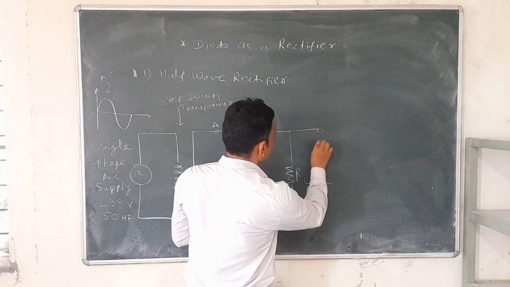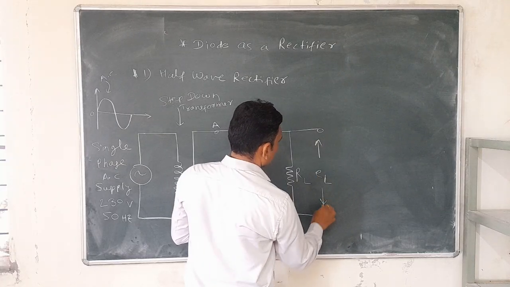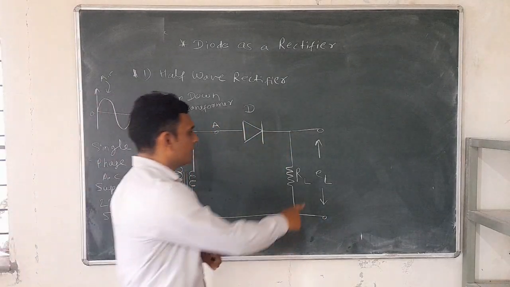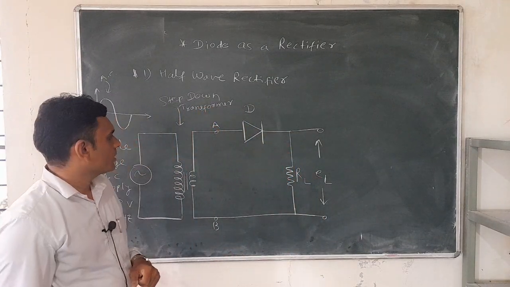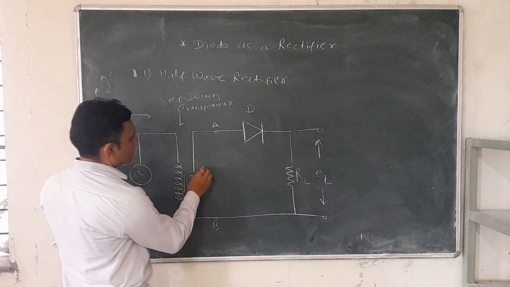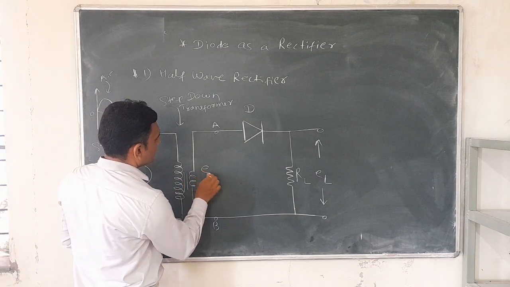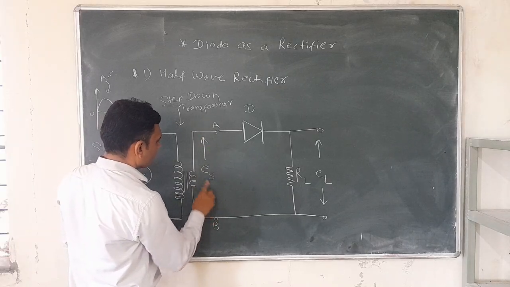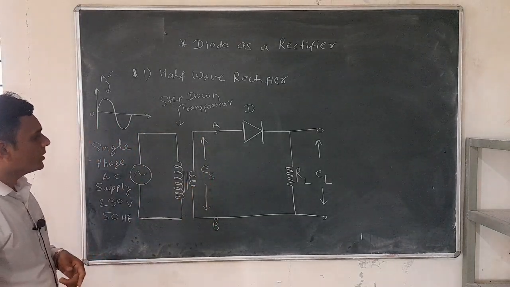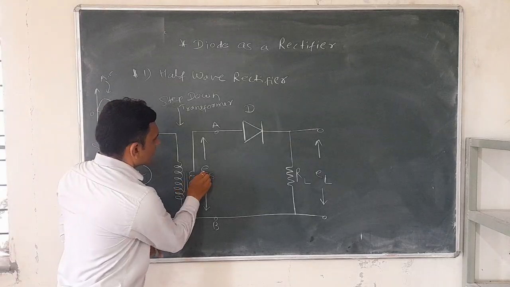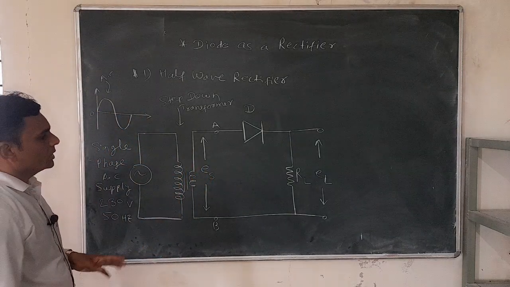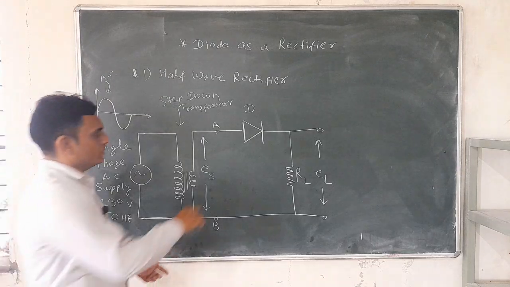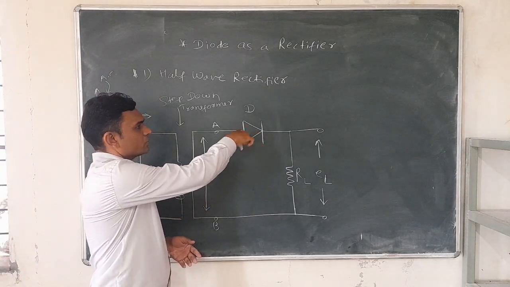Let that output signal be EL, the output signal or load voltage. Also consider the secondary voltage or secondary signal, ES. ES is secondary voltage. So this is the complete circuit of this half wave rectifier, which requires only one diode.